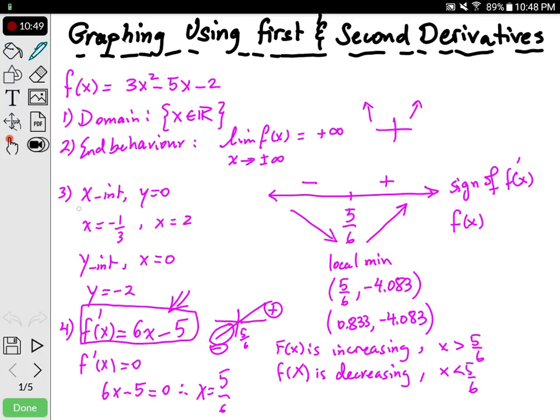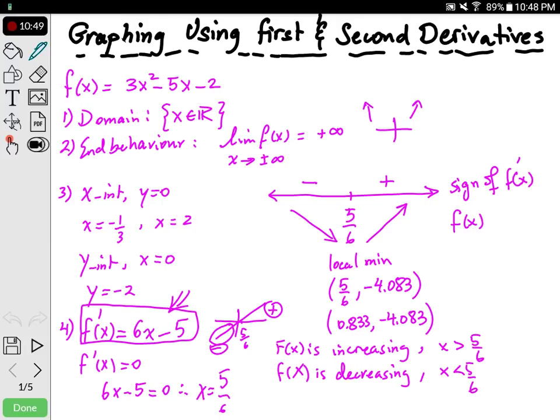Third, find the x and y intercepts. In this case, I could use a factoring approach or the quadratic formula to determine the two x-intercepts or roots, and there x equals negative 1 over 3 or x equals 2. As for the y-intercept, simply plug in x equals 0 in the quadratic equation, and you get y equals negative 2 as your y-intercept.